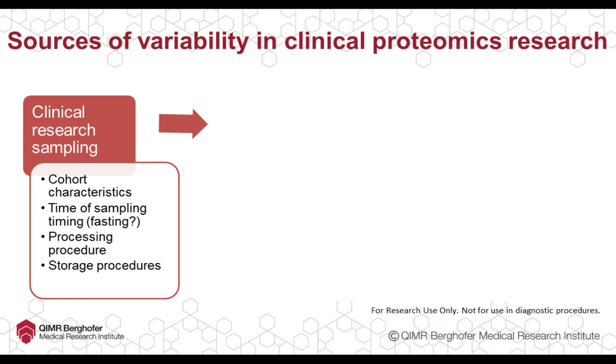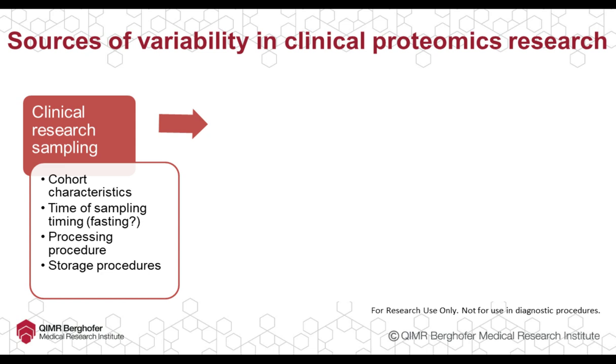Firstly, in terms of the clinical research sampling, we need to think about the cohort characteristics. What kind of samples we want, what are the questions we are asking. Do you want to find a body fluid biomarker that could be sampled easier, or do you really need to use a tissue sample for diagnosis because that's what the clinical practice, clinical workflows use?